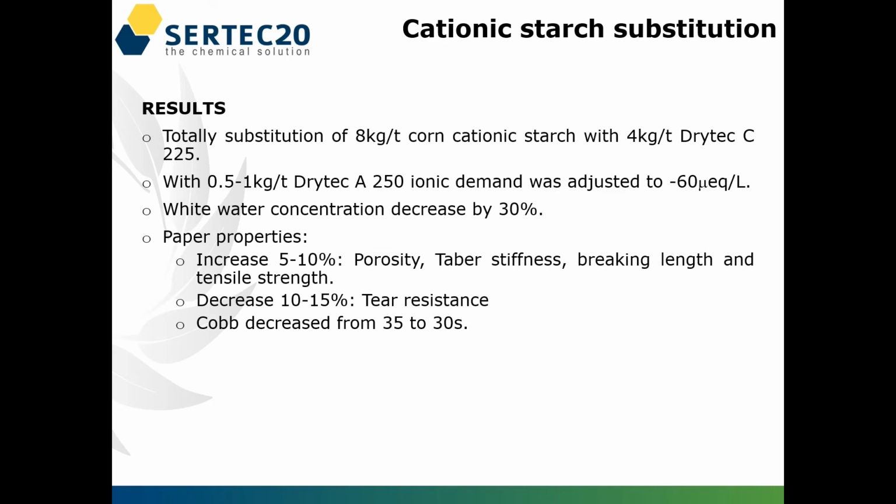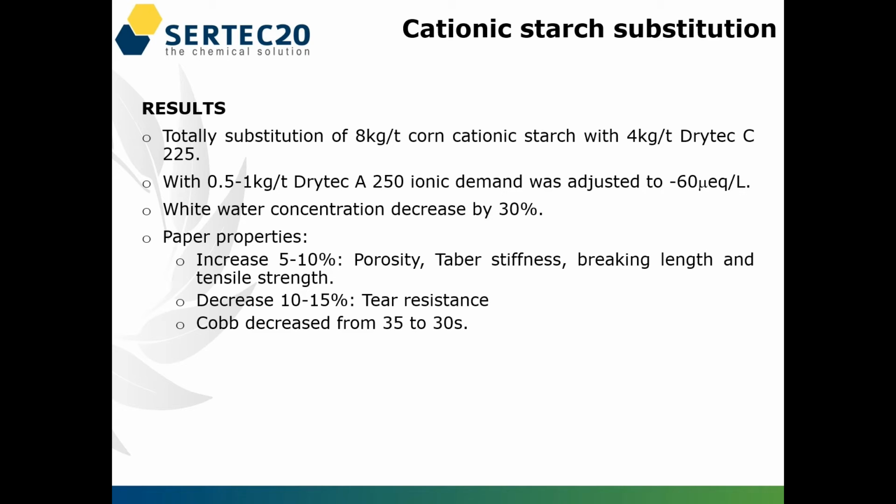In this presentation I want to talk about the results. I have to mention that in a previous short trial we could totally replace 8 kg per ton of cationic starch with 4 kg per ton of Drytec C225. This one was done step by step. In every step, 2 kg of cationic starch were replaced per 1 kg of Drytec. So in the long trial we did this substitution in just one step, as you will see.